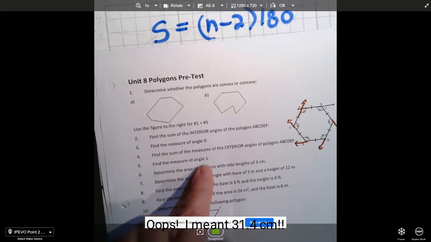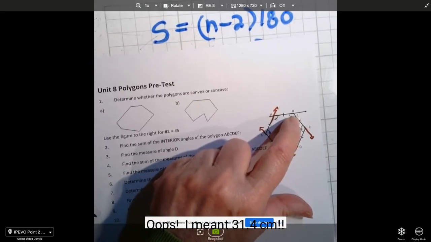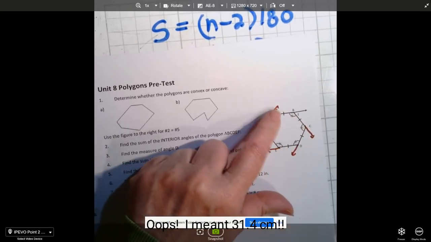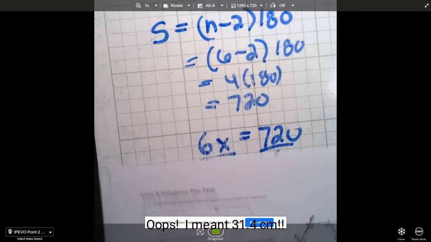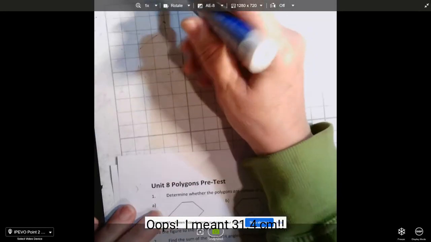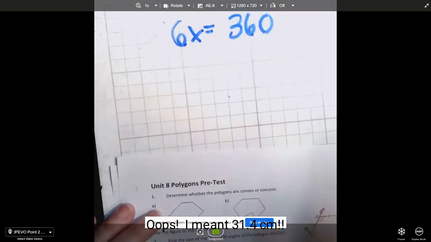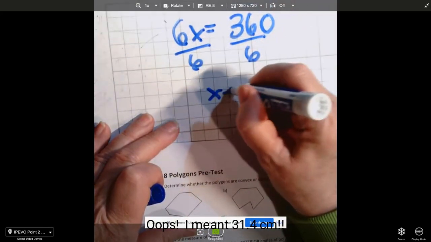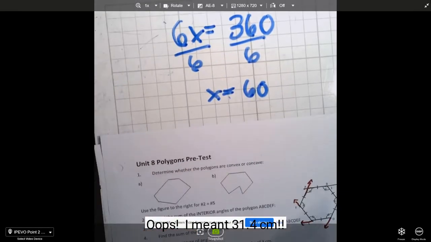But then again, now it says find the measure of angle 1. So just this one exterior angle. So just like before, I have 6 exterior angles. If I have 6 angles, I'll have 6 exterior angles. So if I know that I have 6 angles and they're all going to measure the same thing, and their total is 360 degrees, again, if I divide by 6, I know that the measure of angle 1 is going to be 60 degrees.